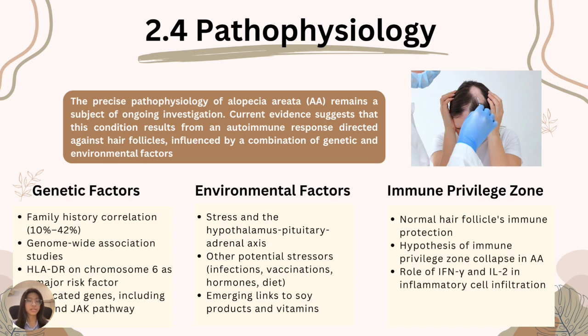Environmental factors include stress on the hypothalamus-pituitary-adrenal axis and other potential stressors: infection, vaccination, hormones, and diet. And last, immune privilege zone: the hypothesis of immune privilege collapse in alopecia areata.